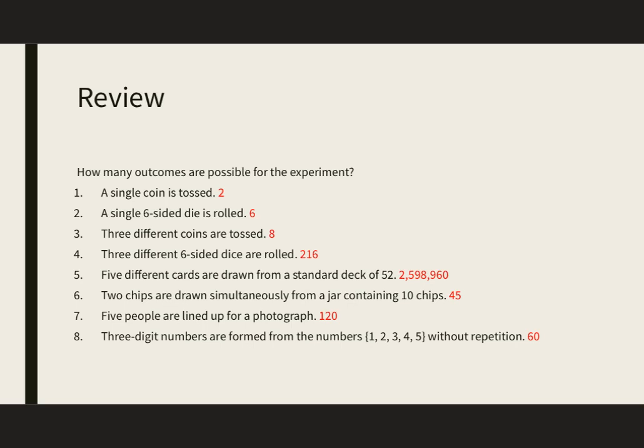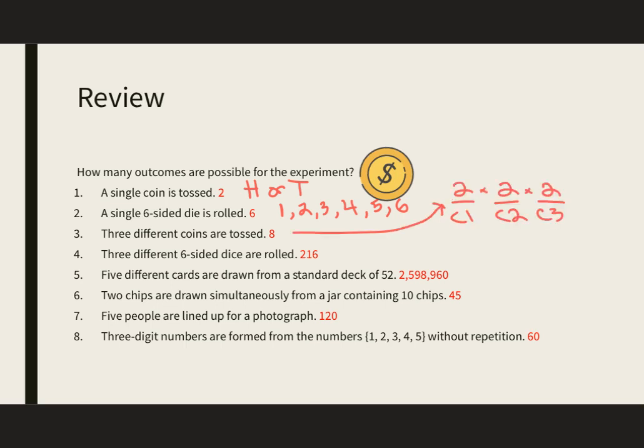Okay, I trust that you did at least a few of those, but even if you didn't, stick with me for the explanations. Number 1, a single coin is tossed, so we have heads or tails. Number 2, a single 6-sided die is rolled, so we have 6 possibilities, 1 through 6. Things change a little bit for number 3. Each coin has 2 possibilities, 2 times 2 times 2.